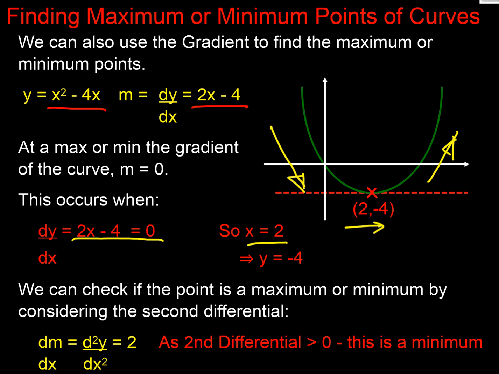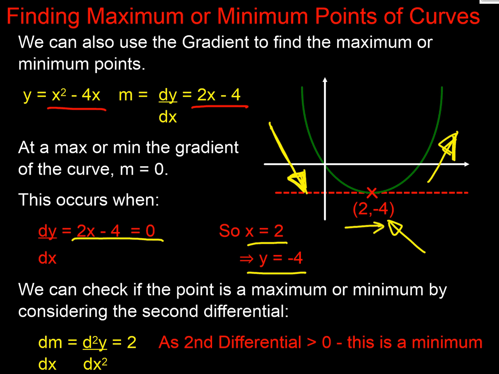And once we know that the x value is 2, then we know the y value is minus 4. So we've just found the minimum point on this curve, haven't we? If we want to convince ourselves that it's a minimum point, we can look at the rate of change of the gradient. The gradient was negative, wasn't it, here on the left hand side, 0 there and positive there.